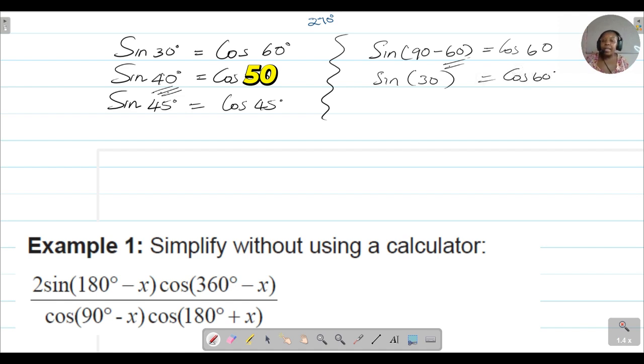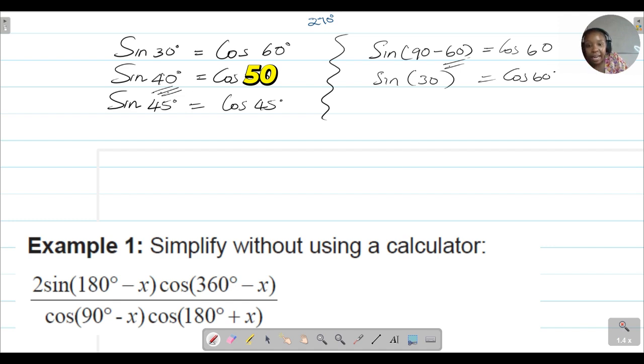I know this can be a bit much to grasp, but that is what a co-function is. So when I talk about co-functions, you just understand that I'm talking about trig functions that have the same values when applied to complementary angles.